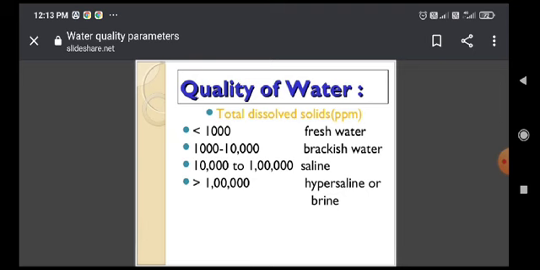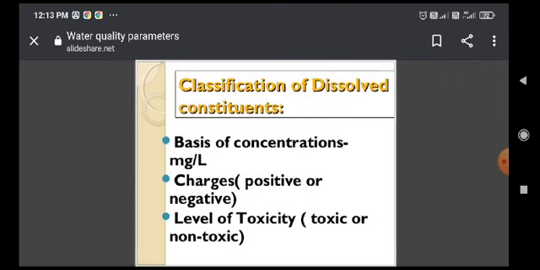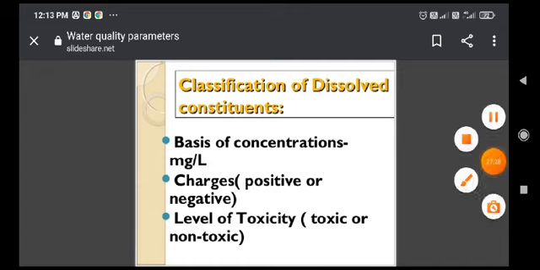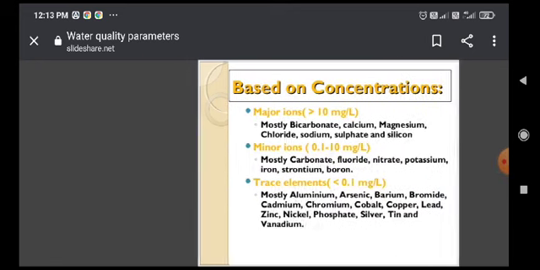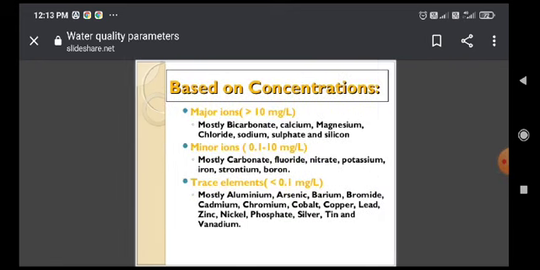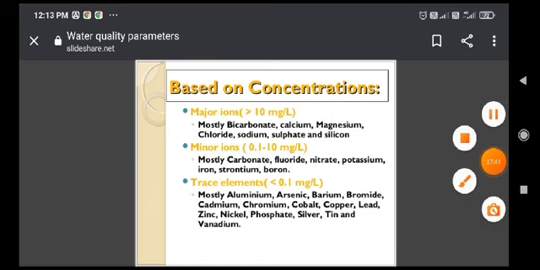So these are some parameters on which we detect such dissolved solids. These are some basic units, mg per liter, with positive and negative charges, and the level of toxicity depends on the different constituents. Based on concentration, the major ions, those above 10 mg per liter, are mostly bicarbonate, calcium, magnesium and others.